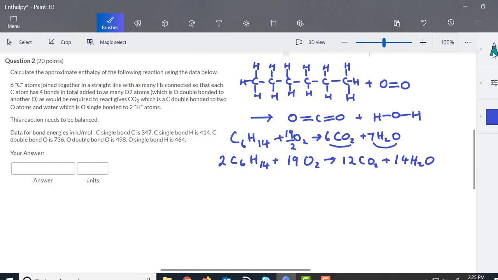But let's look at this first. We'll look at C6H14 first. And if you look at C6H14 and we count them, we've got 1, 2, 3, 4, 5. That would be 5 CC bonds there, to join 6 carbons together. And then if you count around here, you'll see there's 14 CH bonds. Now that's just for one of them. So if we've got 2 of them here, then that would be a total of 10 CC bonds and a total of 28 CH bonds.